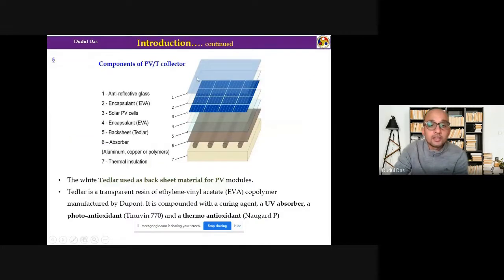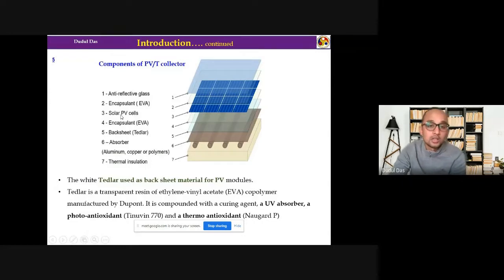So these are the major components in a PVT collector. As we know, when we look at a PV module, the topmost layer is glass. After that glass, there is an encapsulant layer called EVA, ethyl vinyl acetate. Followed by that EVA layer, the third layer is solar PV cells. And after the PV cells, another layer of EVA is there.